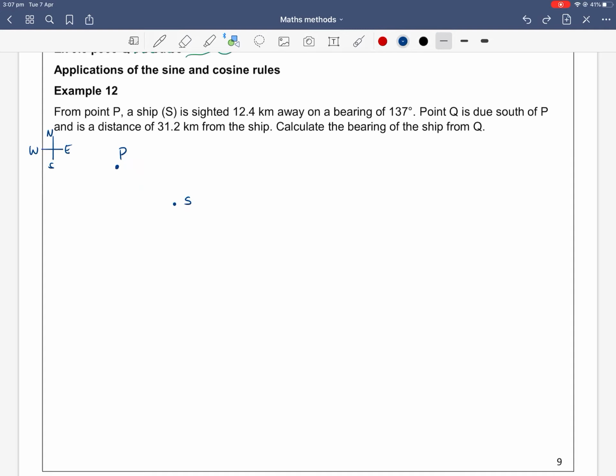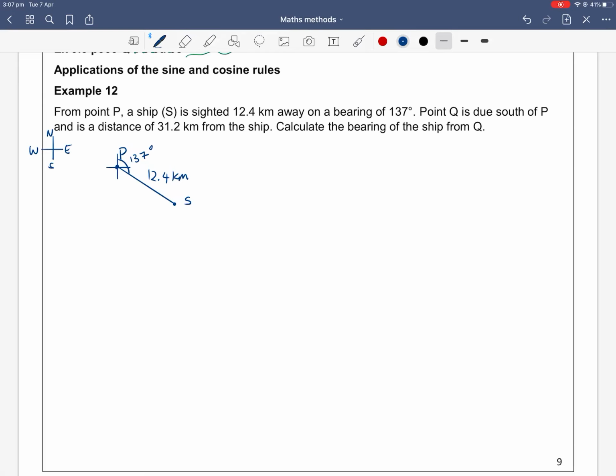So use a ruler, draw in that beautiful straight line from P to S. Oh, that's not straight. Let's do that again. P to S, a beautiful straight line. There we go. What do we know? P to S is 12.4 kilometers. We also know that it is on a true bearing of 137 degrees. So if we drew a mini north, south, east, west indicator on P, then from the north indicator to the line PS, that's 137 degrees.